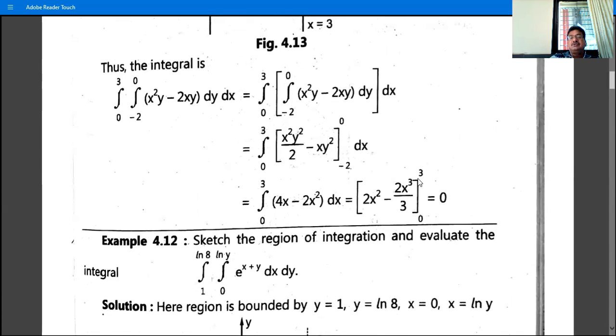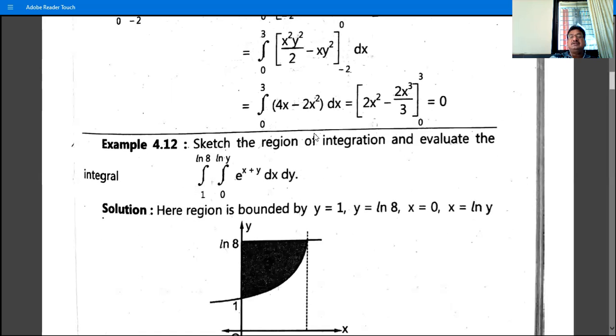Then 0 to 3, lower limit and upper limit. The value at the upper limit, substitute x as 3, and then substitute x as 0. If we substitute x as 0, we have 0. And if we substitute x as 3, then what do we have? 3 squared is 9, into 2 is 18, minus 3 cubed is 27, into 3 divided by 3, again 18. 18 minus 18, the answer is 0.